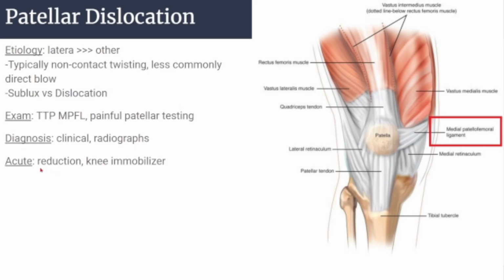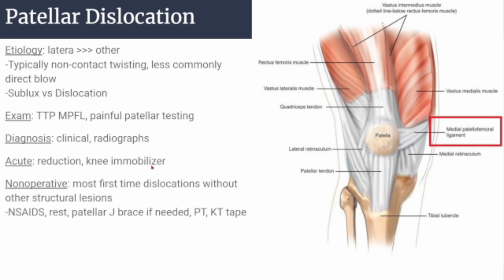In the emergency department, we're going to reduce that and place that patient in a knee immobilizer. And then sort of more longitudinally, we're going to manage them non-surgically, assuming their x-rays otherwise look good, with NSAIDs, rest, patellar J brace, which literally forms a J, be a backwards J here, but around the patella to prevent it from sliding out, physical therapy, kinesiology tape. Patients with recurrent instability, right, it keeps happening. Some anatomic factors actually predict this and may need to be corrected, and then osteochondral defects and other lesions can require surgery.